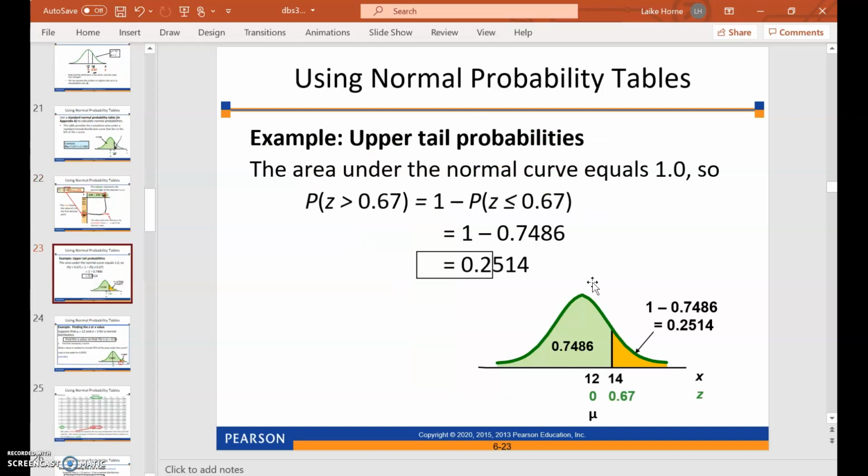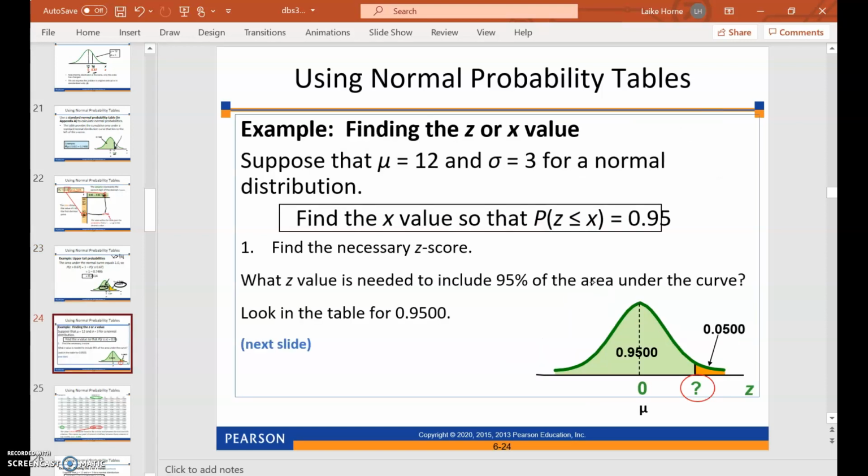Okay. Now, in this problem, we want to know the probability of x being greater than 14. So what we're going to do is use the complement rule and say 1 minus the other side. So our answer is 0.2514. These complement each other and add up to be 1. So that's kind of an overview of what we're going to be doing in this section. And in the next video, we're going to start working problems.